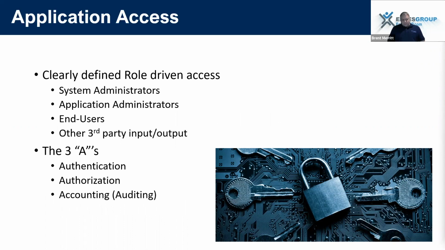Application access. Your sysadmins, application administrators, end users, and other third-party inputs. So make sure you keep your third parties at bay. Put them in an OU so they only have access to the parts of your network that they need to be working on. You don't want to open your whole network up to somebody you don't really know. The end users, of course, you keep your access driven right there. Application administrators allow them to oversee an end user, and your sysadmins will be able to oversee everyone.